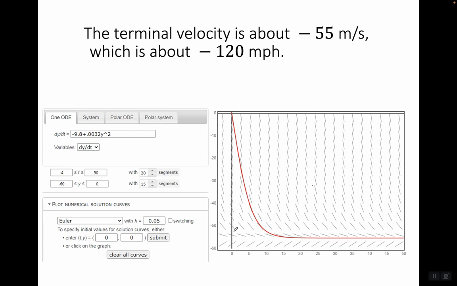There are people who have survived falls without a parachute, but it's usually because they fall into trees or into a snowbank or something like that. Ordinarily, if you hit the ground at 120 miles an hour, you're not going to make it.